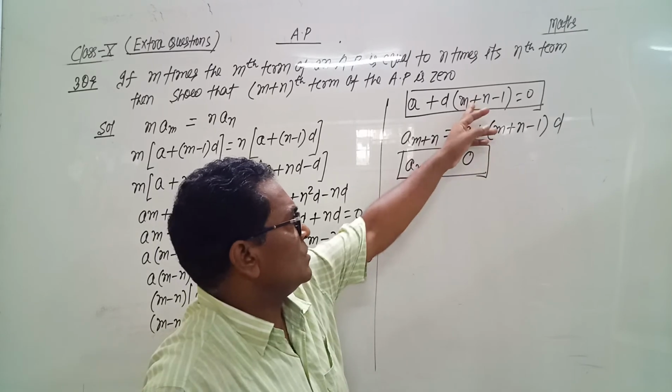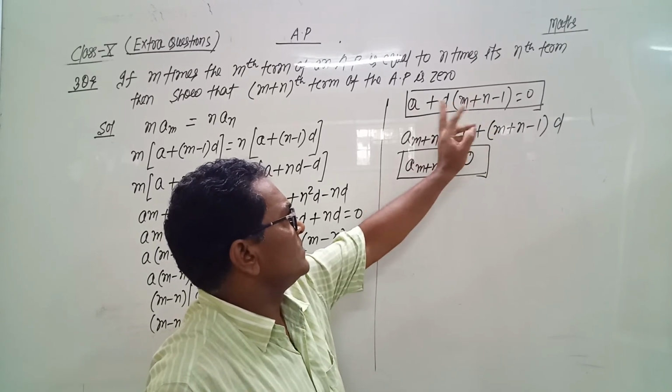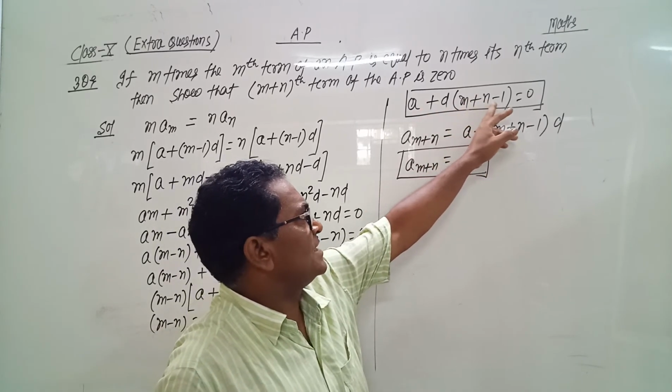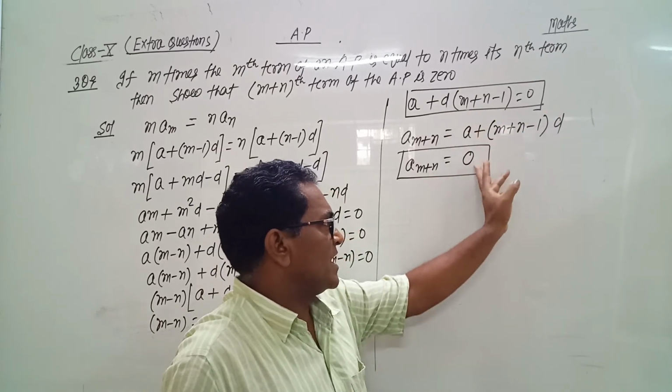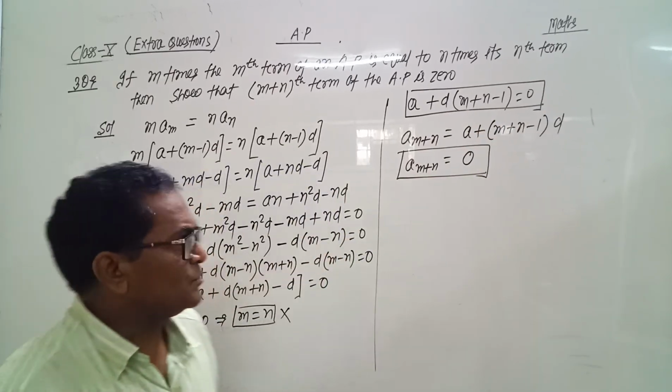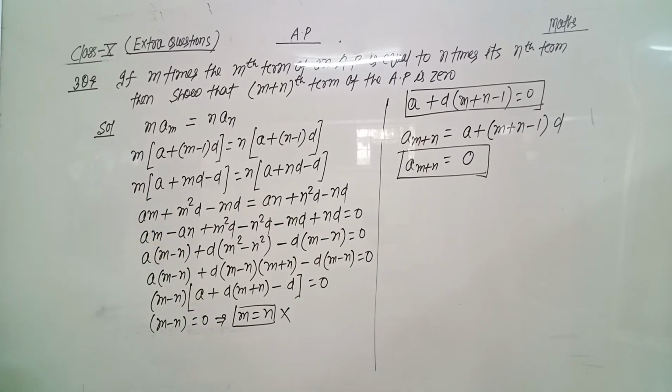Directly we put the value above. This value is a plus m plus n minus 1 d equals to 0. So at the place of this we can write 0. So this has proved that the m plus nth term of this AP is 0. Now the next question to discuss.